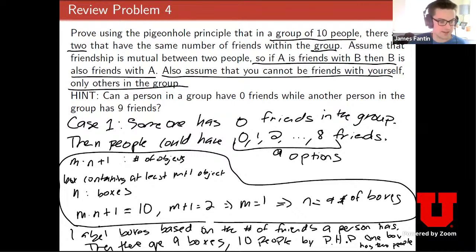So that's case 1. Are there any questions on this case? For how we figured out this works with the Pigeonhole principle. Any questions?